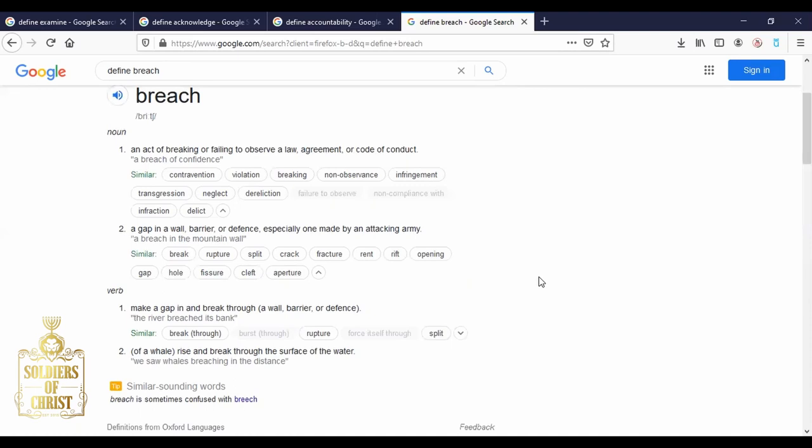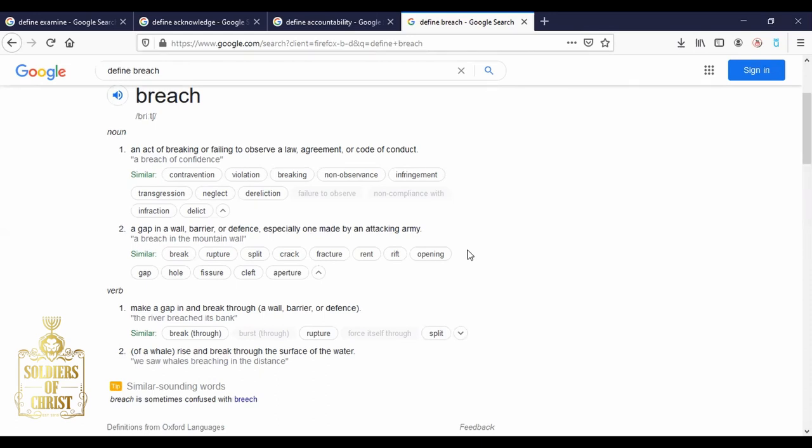A gap in a wall, barrier or defense, especially one made by an attacking army. So now, a breach is a gap. Let's use the synonyms. Break. So a breach is a breaking. When the wall is cracking, that's a breach.